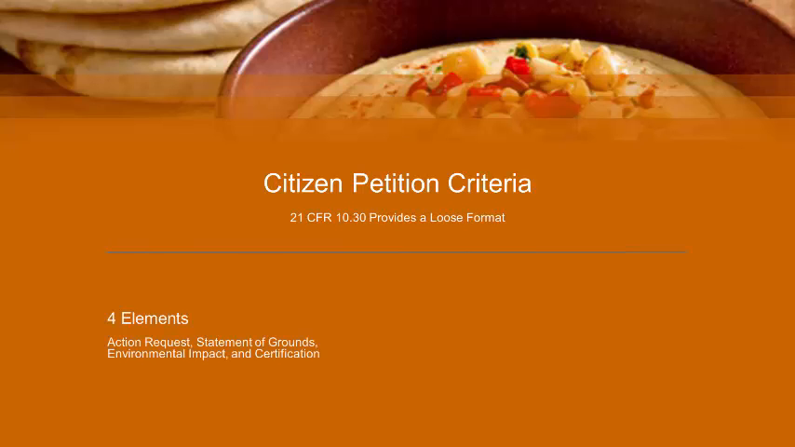Very loose format. It basically just asks that you have the action requested. Are you asking for a new regulation, an exemption from a current one, a revocation of a current regulation? Those are the actions that can be requested. What are the legal grounds? What is the basis for that? Is an environmental impact required? And a simple certification statement that follows the language in the statute. All of this is provided pro forma in the statute, in the CFR. And you just take the CFR section and fill in the blanks and start filling in each section, each header.